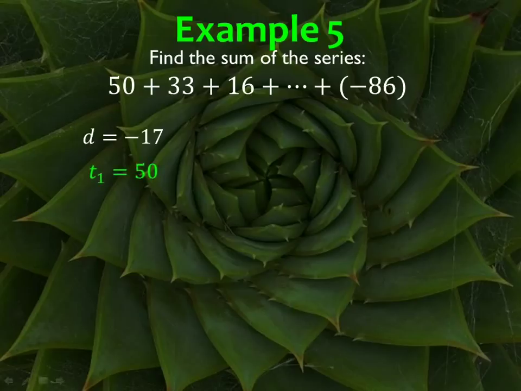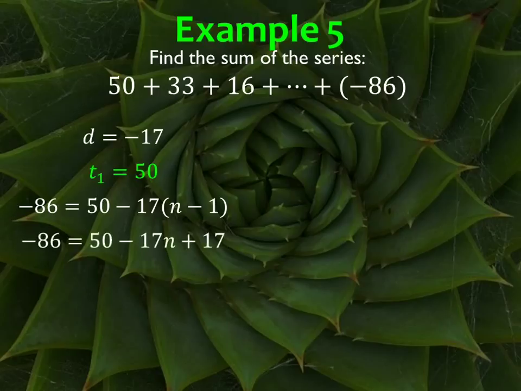The first term is 50, and we know the difference is negative 17. So what we can do is solve for n by using the formula for the nth term of an arithmetic series. Tn equals t1 plus d times n minus 1. So we plug in negative 86 for the nth term, 50 for the first term, negative 17 for the difference, and we're going to solve for n. So if you solve for n, you see that n is equal to 9. Now, if you do this problem and your n is not a round integer, something went wrong because obviously you cannot have a 7.6 term of a series.